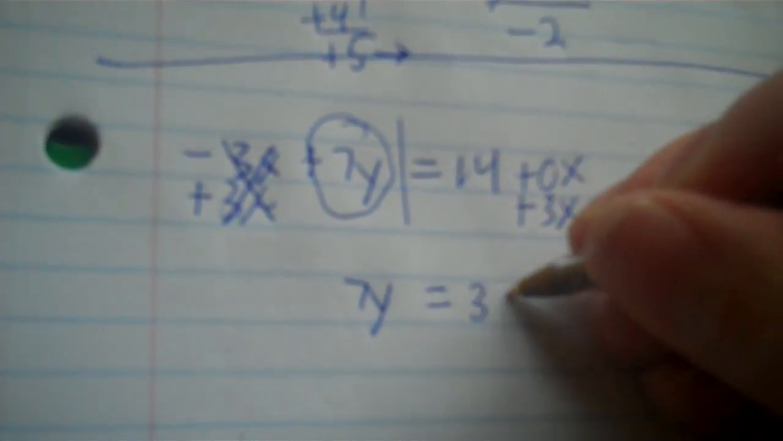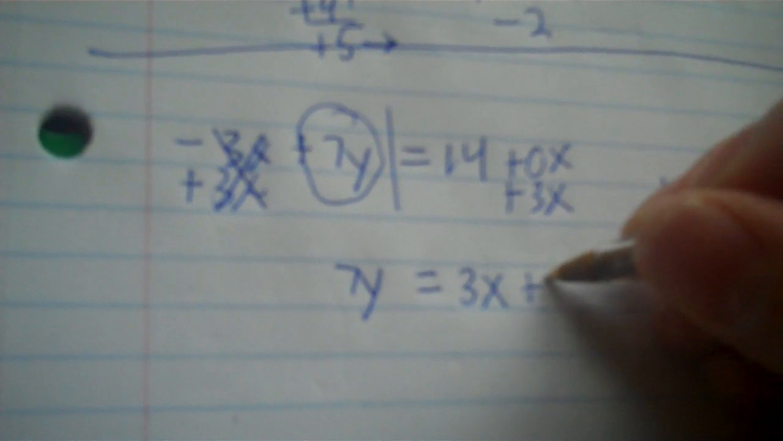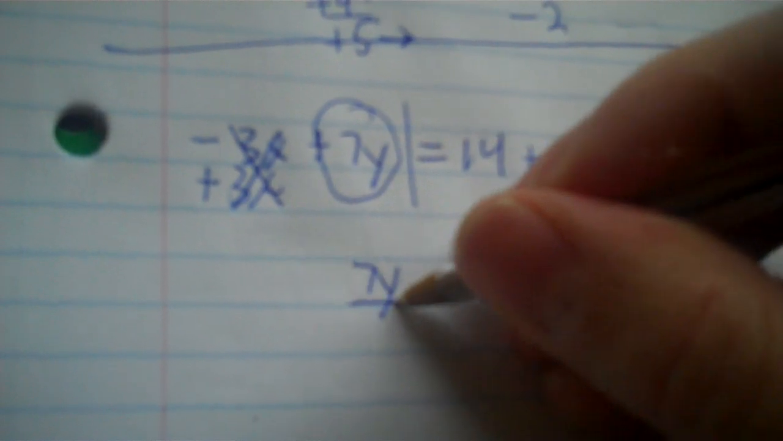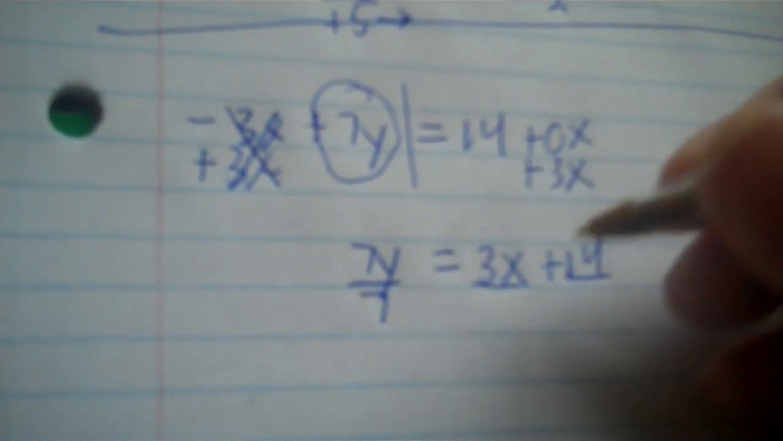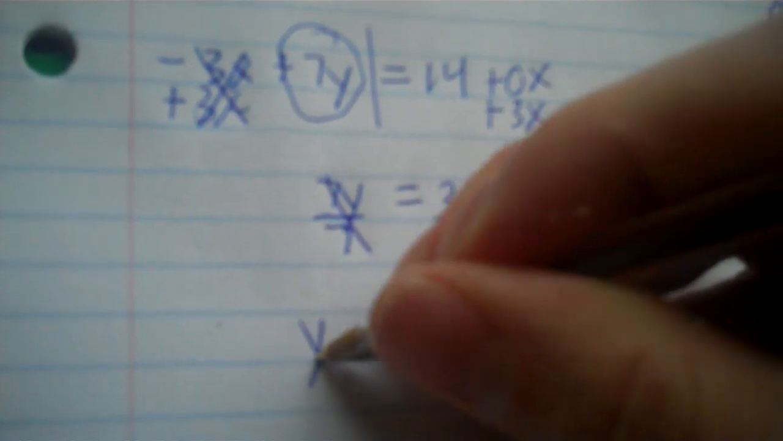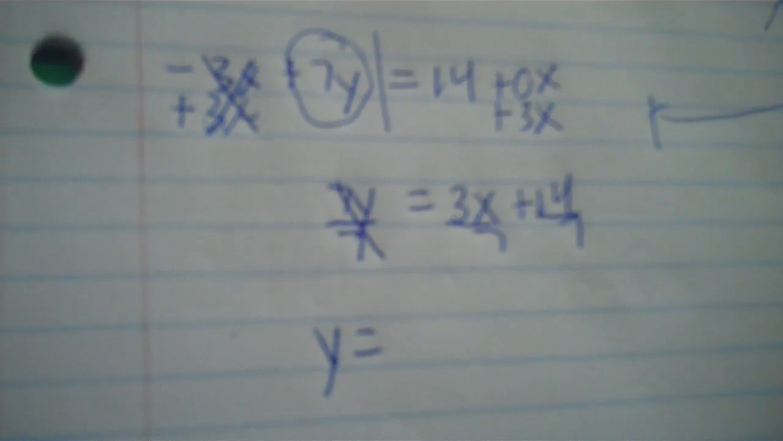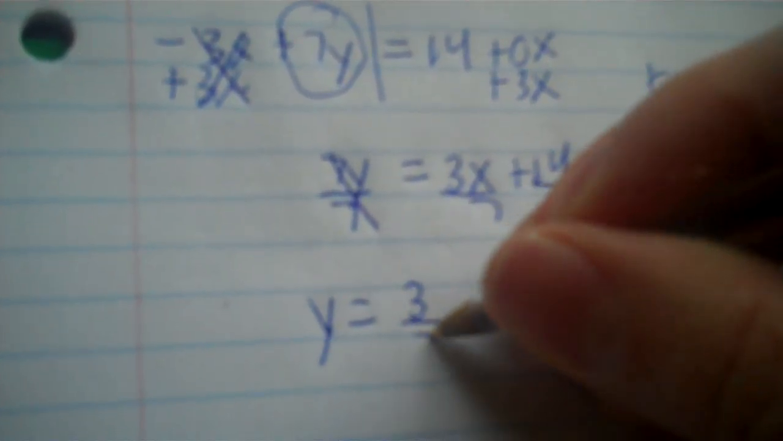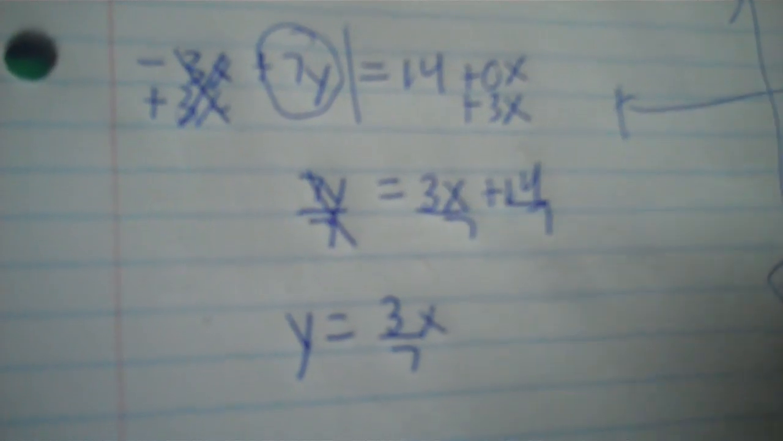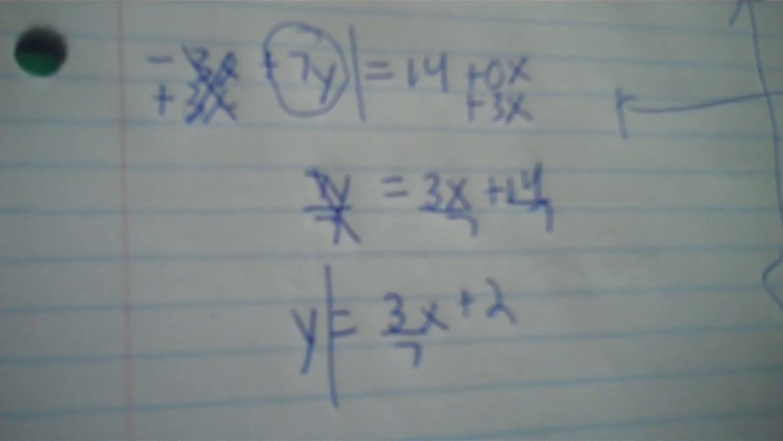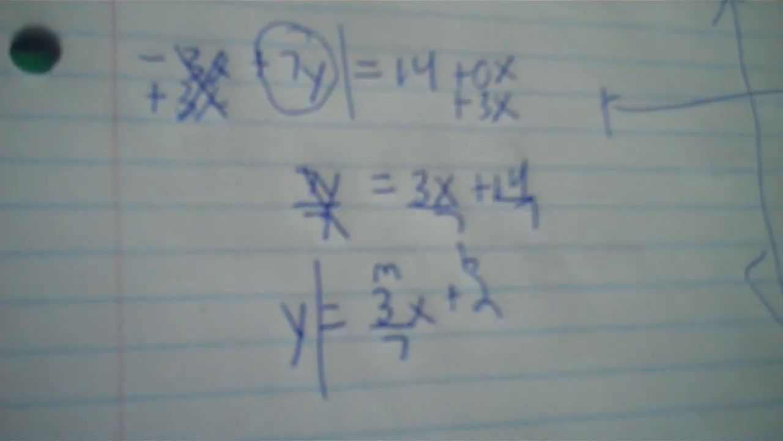So now I have, line up your equals, you have 7y. 0x plus 3x is 3x. You got to do that first, then plus 14. Okay, then you're going to divide all of these by the 7. So 3 divided by 7 is a decimal. So when it's a decimal, don't write the decimal. Just leave it as 3 over 7x. And then 14 divided by 7 is not a decimal, so that's 2. Now I have the y by itself, so I got my m and b right there.